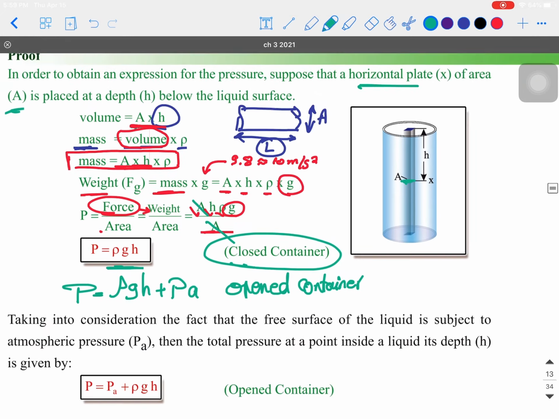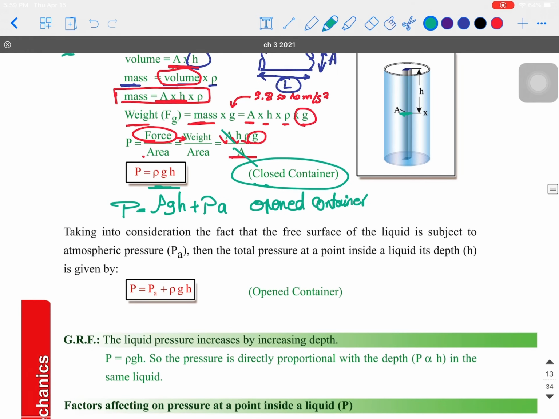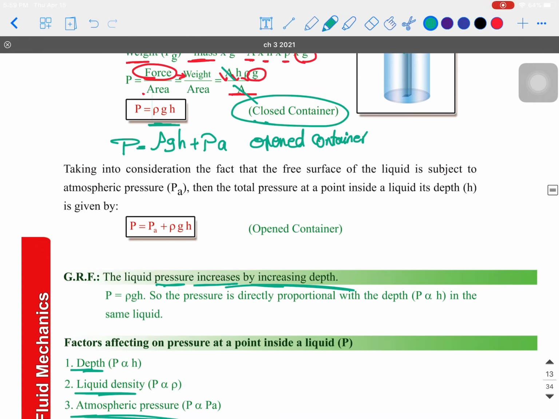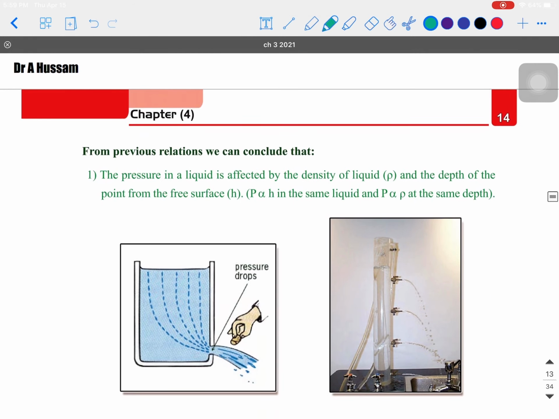Let's move to another part. The factors affecting it are the depth, the density, and the atmospheric pressure, and the pressure increases by increasing the depth, of course. Keep in mind that the H in this rule is the depth, it's not the height.